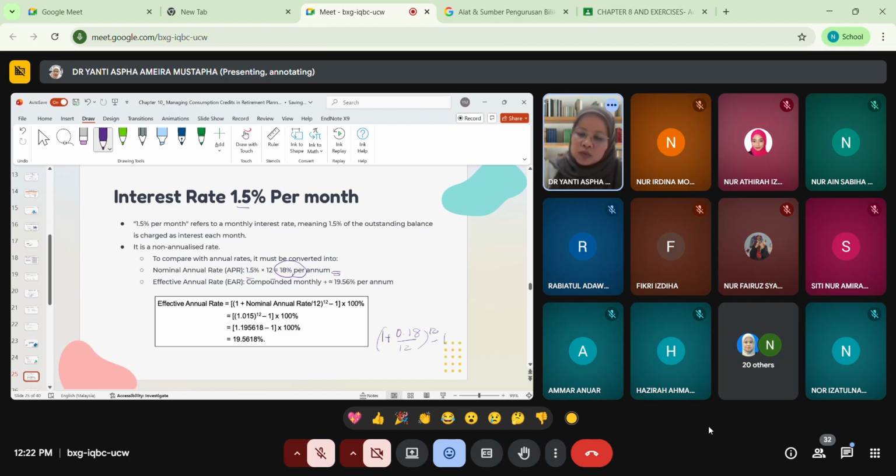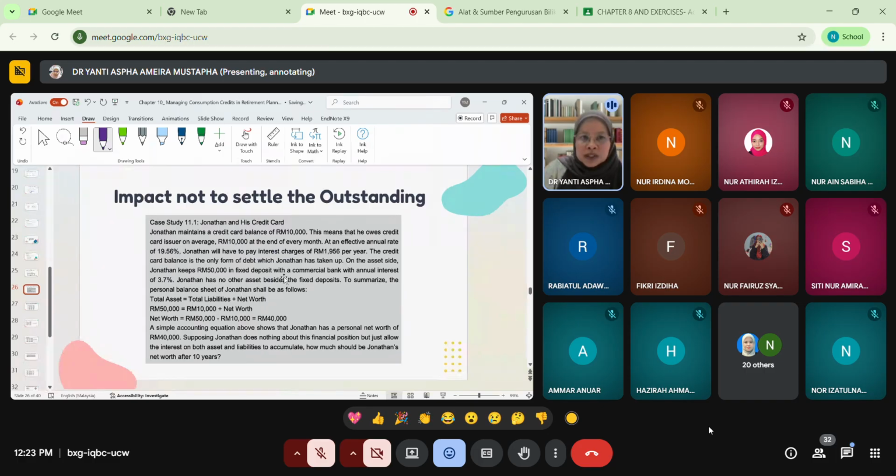To the power of 12 minus 1. Okay, minus 1. Actually, you are paying 19.56%. So that's basically how we calculate the actual interest rate. So the actual interest rate per year is 19.56%. This is very high lah. So in the advertisement, they say 18%, which is already very high. But when you consider the effective annual rate, it is 19.562%.